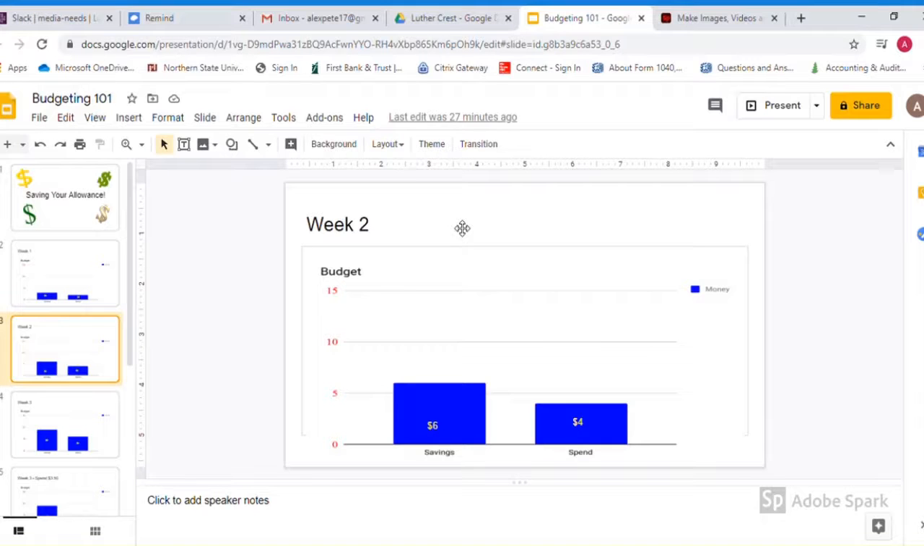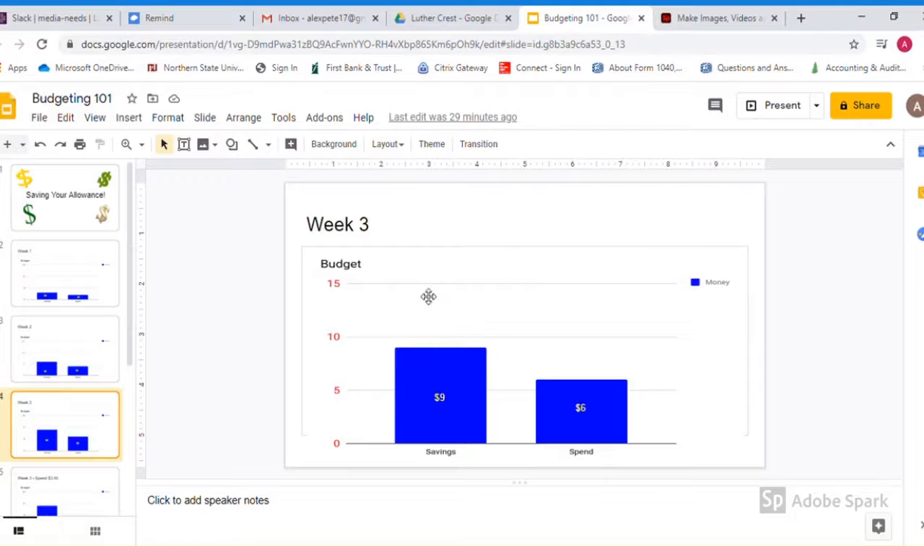Now let's move on to week 2. Say you didn't spend any money at all, and you saved the same amount, and you kept the same amount in your spending. So by week 2, you would have saved $6, and you would have a total of $4 that you would be able to spend by week 2 with a $5 allowance.